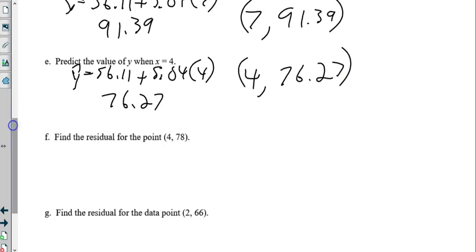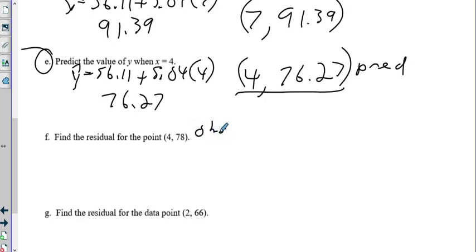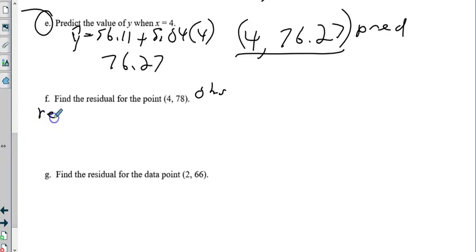Now, it says find the residual for this point, 4, 78. Is 78 a predicted value or an observed value? Well, look at letter E. It says predict the value when x is 4. So this is our predicted value. So that makes this our observed. Now, remember, residual, the more you write down, the better. Residual is observed minus predicted.